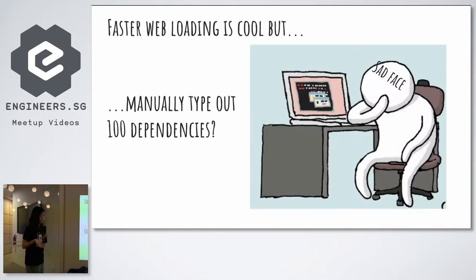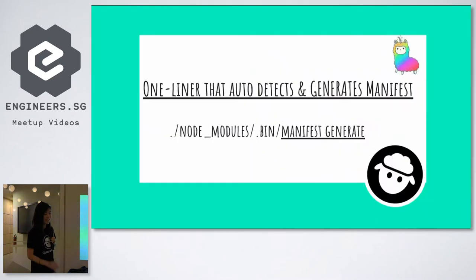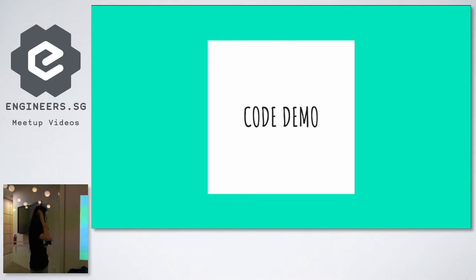So faster web loading is pretty cool, but we have to manually type up all those, like, 100 dependencies. It's not very exciting. So what my friend and I built was a command line tool that auto-detects those dependencies and generates a manifest file. So I have a code demo for you. I generated a manifest on my static website.